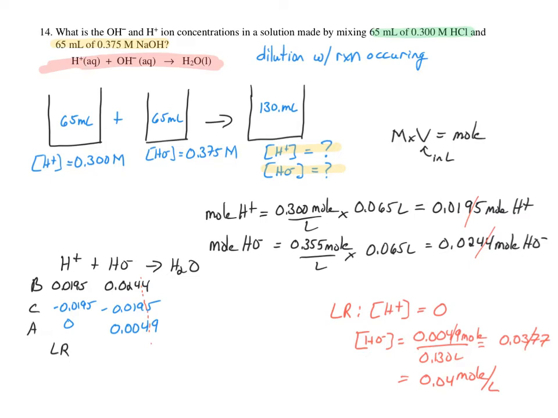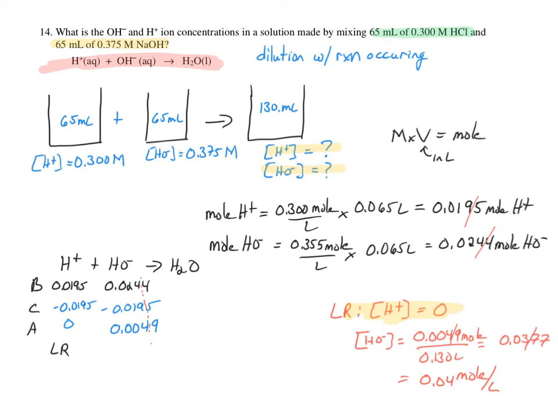One of these ions is going to be a limiting reagent. And since this is a 1-to-1 ratio, we can quickly determine that the limiting reagent will be the one that has the least amount of moles in solution. And once we know the limiting reagent, we can immediately go to our answer and say we know what the limiting reagent is, and its concentration is therefore going to be 0.